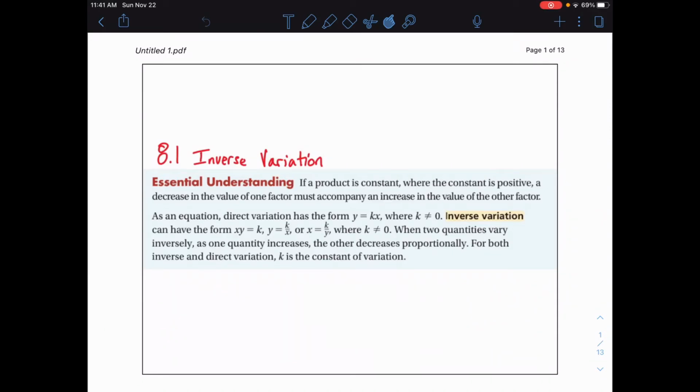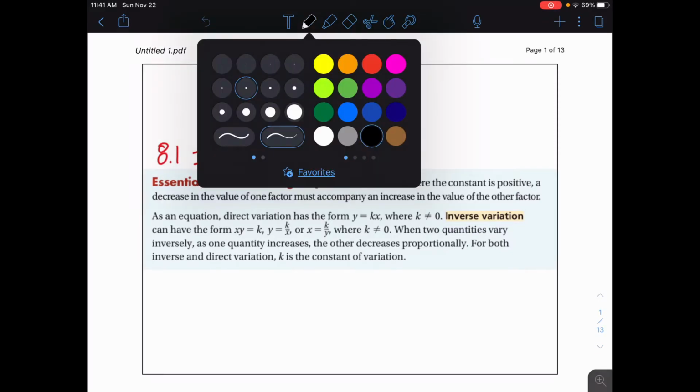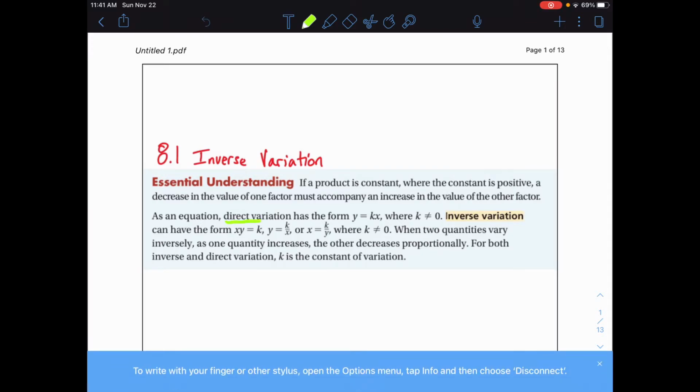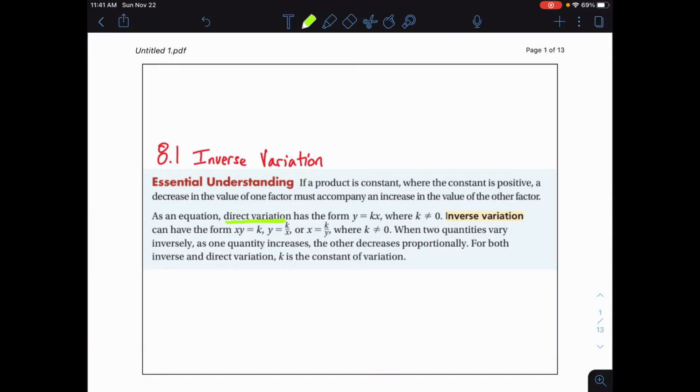All right, so we're looking at section 8.1, inverse variation. Earlier in the year, we talked a lot about direct variation, so now we're going to take a look at inverse variation. If you don't remember what direct variation is, it is your equation of the form y equals kx, where k cannot equal 0. Inverse variation, for the most part, is going to be y equals k over x, or if you're trying to solve for x, it would be x equals k over y.